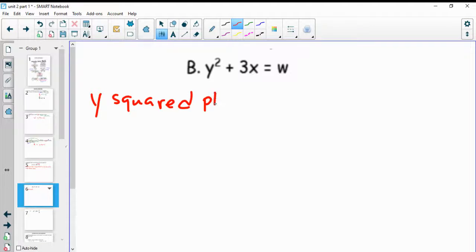Now I have to describe this addition sign. I'm going to just go with the easy phrase of y squared plus. Now we have 3x here. Now remember, there's multiplication happening in there. So it's going to be y squared plus 3 times, describing that multiplication, x. And then you could say is equal to, or this time I'm just going to use the phrase is, w. So again, this is one way you could represent this equation as a sentence. It's not the only way.